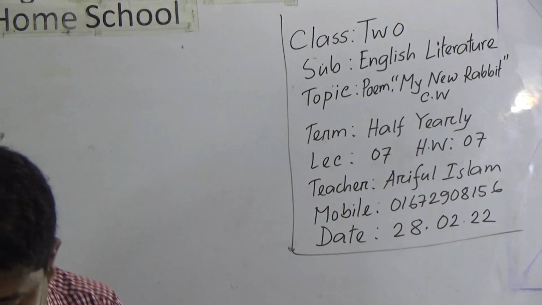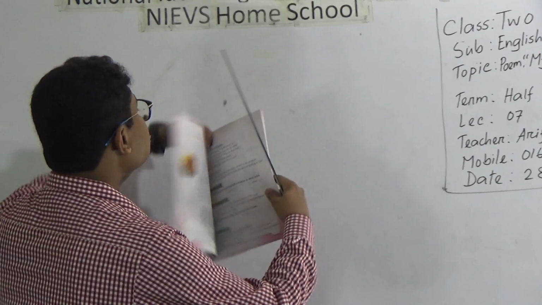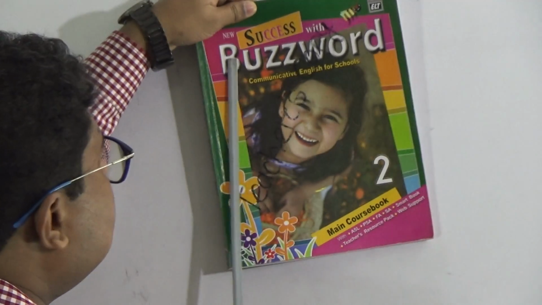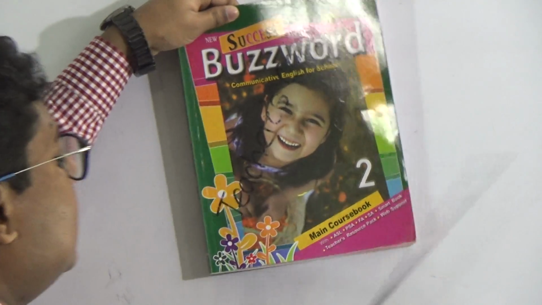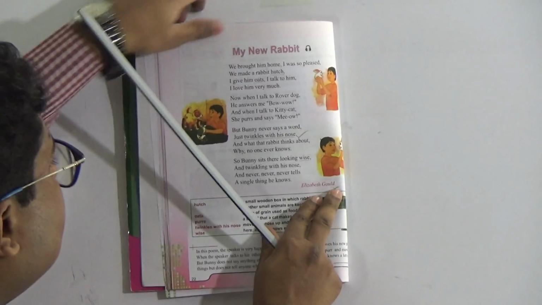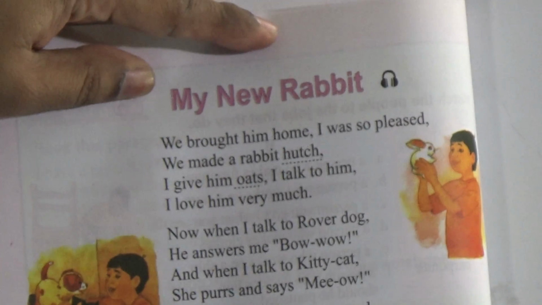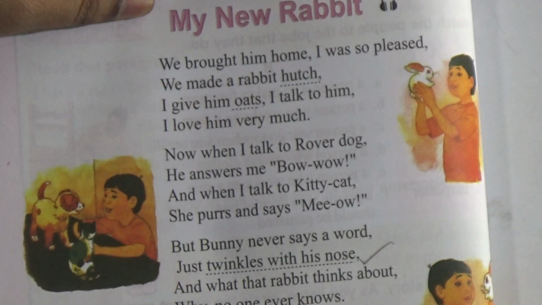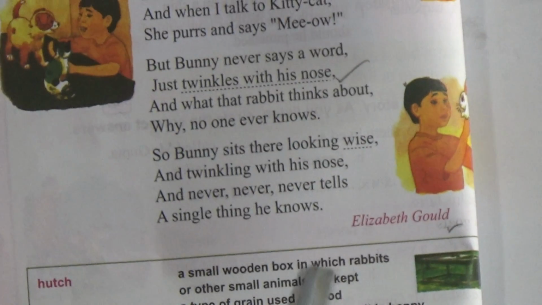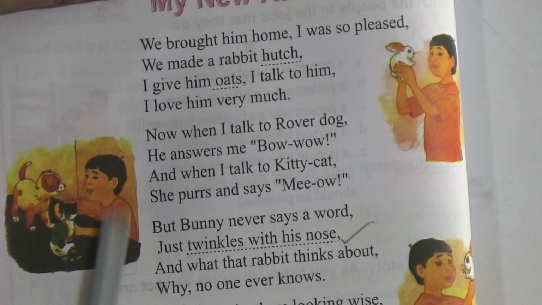So dear students, now open your book, your Buzzword book. This is your Buzzword book, New Success with Buzzword Communicative English for Schools, main course book 2. Go to page number 22, My New Rabbit. So let's read the poem, My New Rabbit. The writer of this poem is Elizabeth Gould. We will learn only 10 lines of this poem.